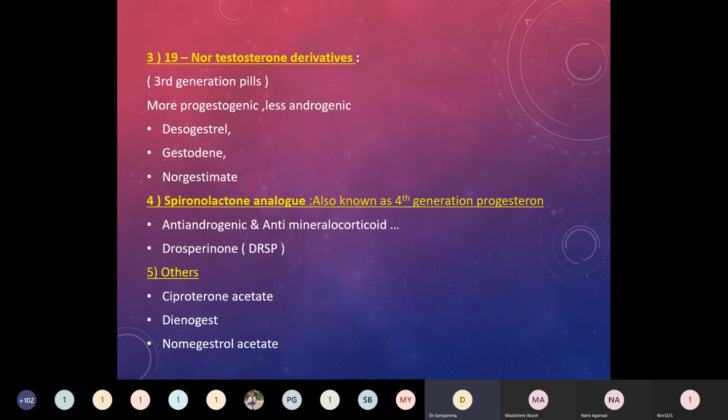The newer ones available are others like dienogest and cyproterone acetate, which are used in certain indicated conditions where we require anti-androgen properties. Cyproterone acetate is used in polycystic ovarian disease, and dienogest is used in cases of endometriosis and fibroid, where we require to antagonize estrogen properties by progestational activity, with highly potent progesterones like dienogest.